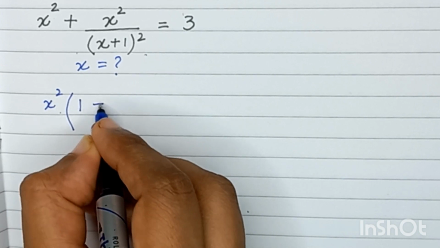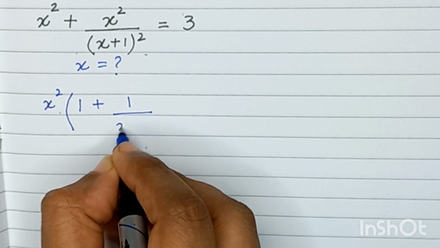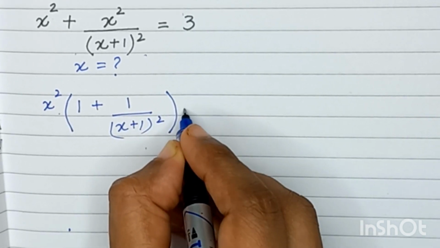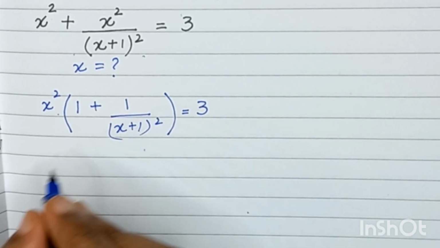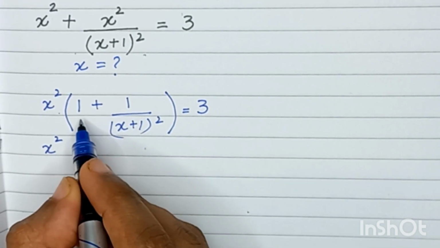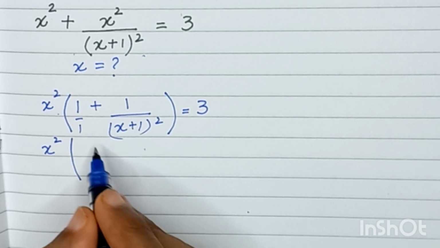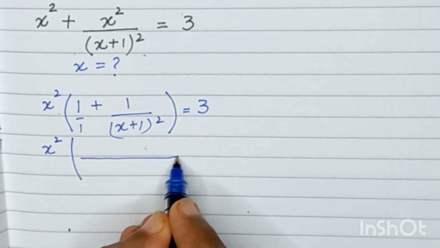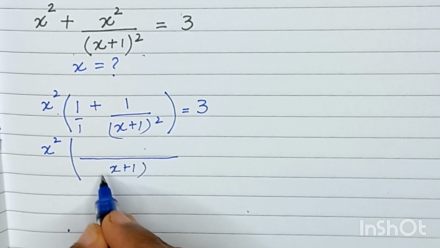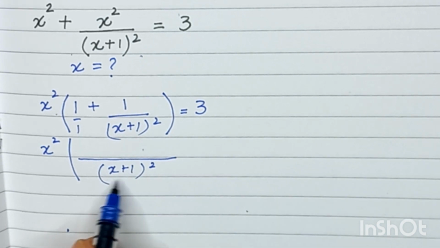Now we are left with x square divided by x square, which will be equal to 1, plus 1 divided by (x plus 1) whole square, which is equal to 3. Now x square is the same as x square divided by 1, so we will take the LCM of 1 and (x plus 1) whole square. The LCM of 1 and (x plus 1) whole square is (x plus 1) whole square.